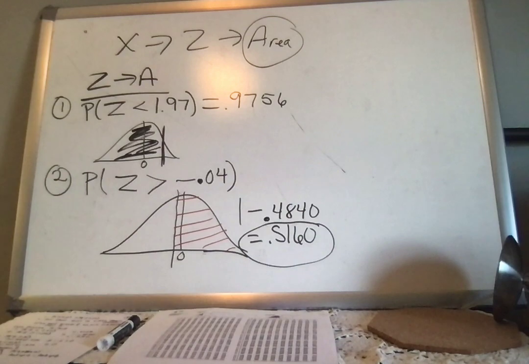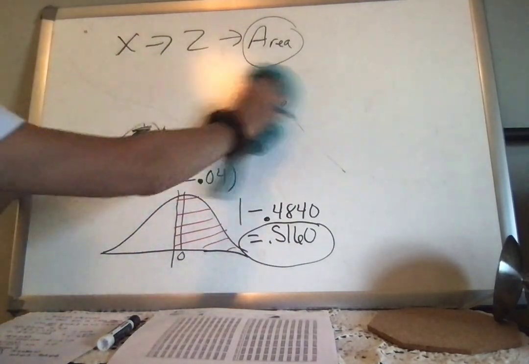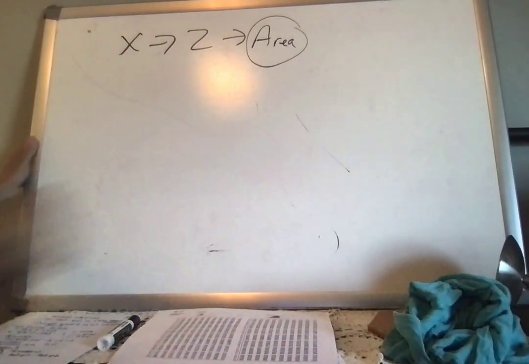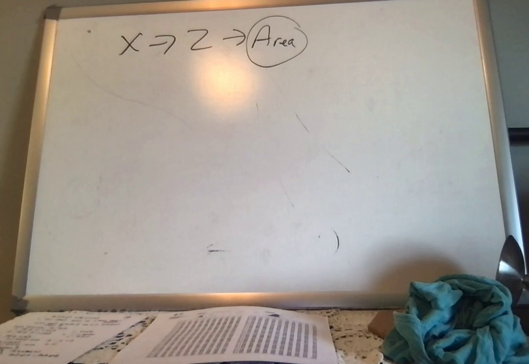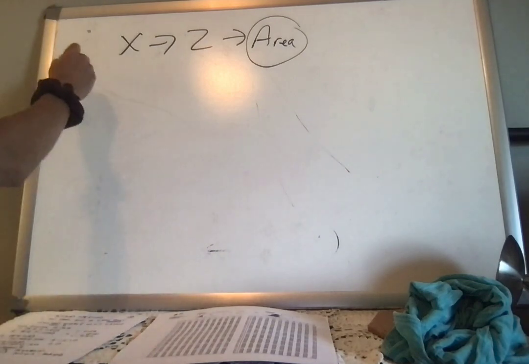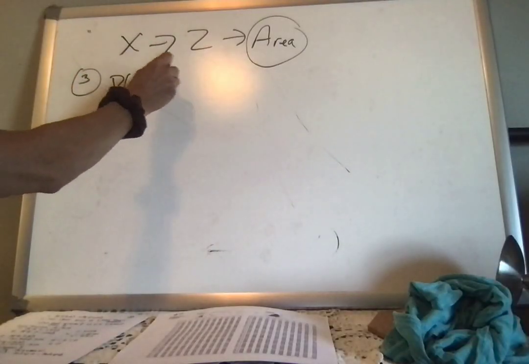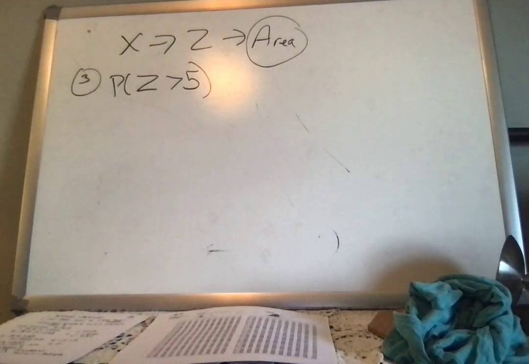I'm going to erase, so pause me if you are not ready. I lost my third problem. Oh, here it is. All right, the third one we're going to do. What is the probability that z is greater than 5?